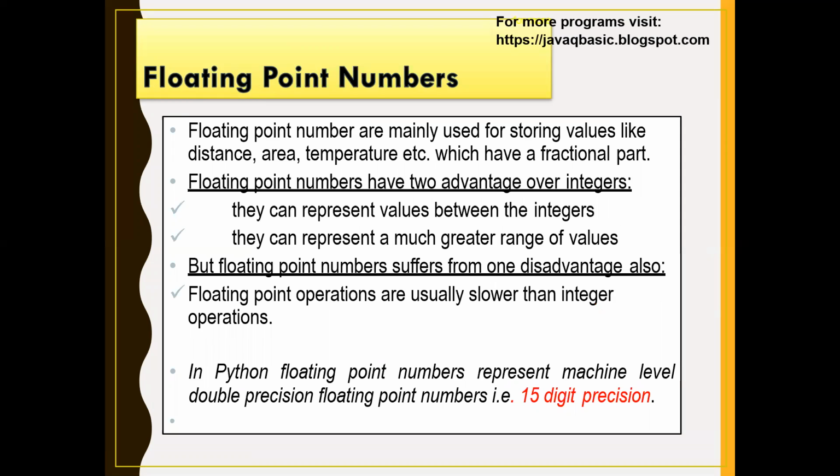Floating point numbers. Floating point numbers are mainly used for storing values like distance, area, temperature, etc., which have a fractional part. Floating point numbers have two advantages over integers. They can represent values between the integers. They can represent a much greater range of values. And it is having one disadvantage also. Floating point operations are usually slower than integer operations. And the precision of floating point is 15 digit.